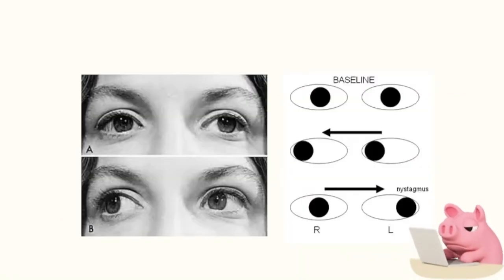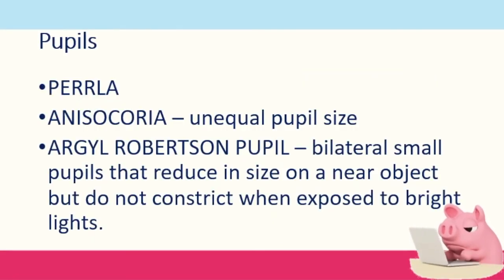Okay, so a picture showing nystagmus. Then you have your pupils. I mentioned earlier about PERRLA. When I say pupils, the normal finding is that they are isochoric. Whenever we say that the pupils are anisochoric, you would notice that there is unequal pupil size. And then we have what you refer to as your Argyll-Robertson pupil.